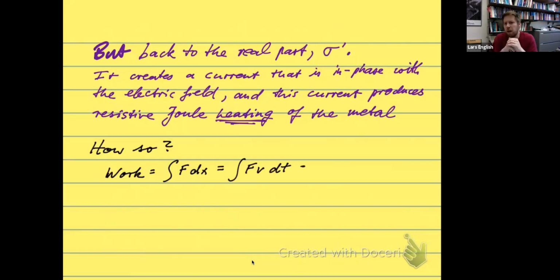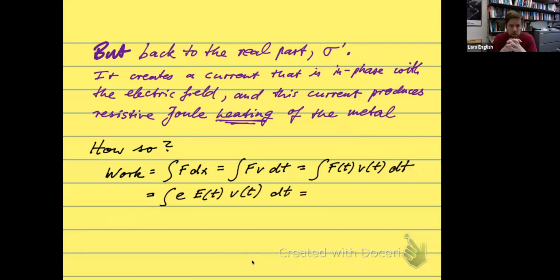Well, let's think about work and how it is defined. In introductory physics, we know that work is force times displacement, or the integral of F dx. But we can also write it in terms of the velocity: the integral of F times v with respect to time. They're all time-dependent quantities here. Force is a function of time. The velocity is a function of time.